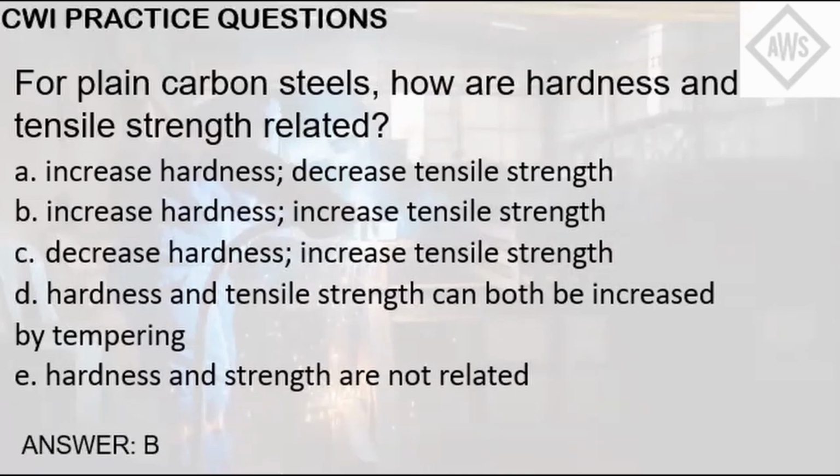A great approximation of this is the formula of BHN, which is equal to half of the ultimate strength in KSI. This alone can be a great reminder that as hardness increases, the tensile strength also increases. BHN is Brinell hardness number, which measures the resistance of the material against indentation, which is the hardness.